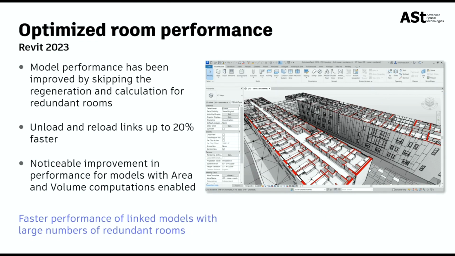2023 also enhances model performance by skipping the regeneration and calculation of redundant rooms. This change improves the processing of linked file operations anywhere between 15 and 20% for models with large numbers of room objects. The enhancement will be noticeable with models with area and volume computations enabled.